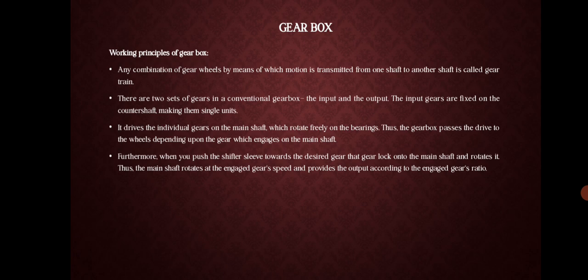Any combination of gear wheels by means of which motion is transmitted from one shaft to another shaft is called a gear train. There are two sets of gear in a conventional gearbox, the input and the output. The input gears are fitted on the counter shaft, making them a single unit. It drives the individual gears on the main shaft, which rotate freely on the bearing. Thus, the gearbox passes the drive to the wheels depending upon the gear which engages on the main shaft.